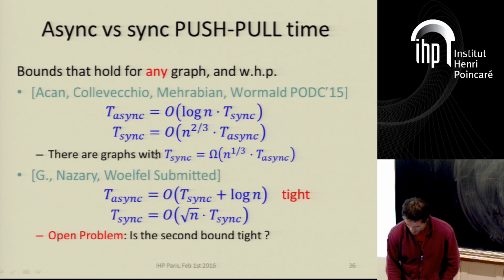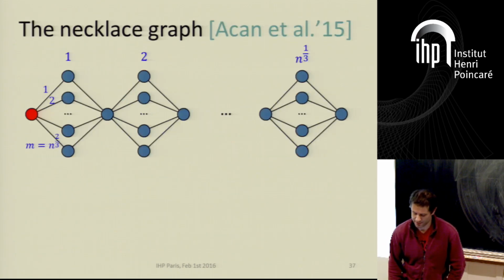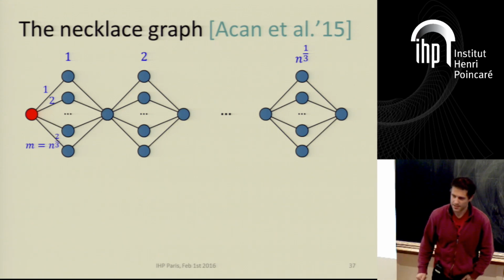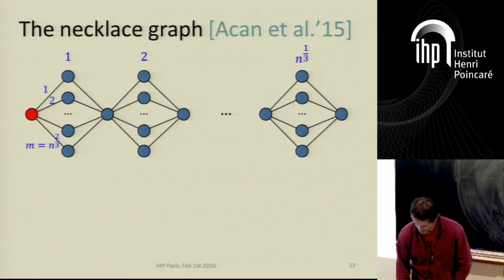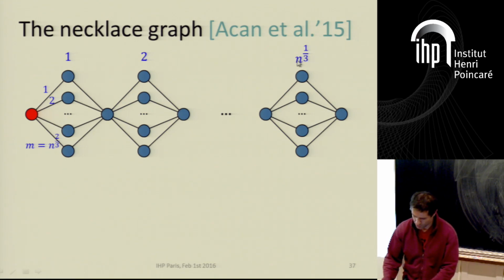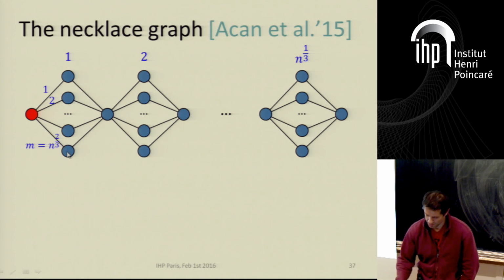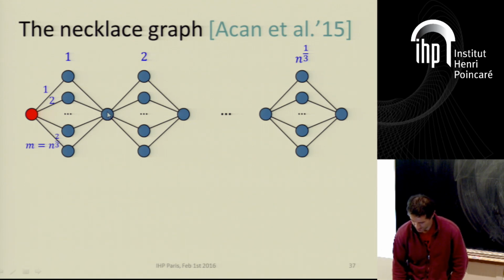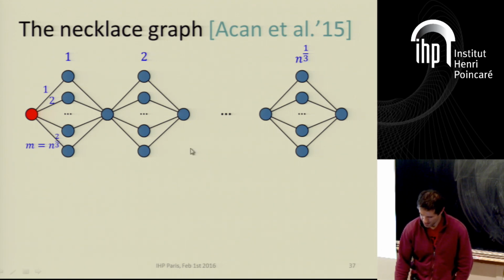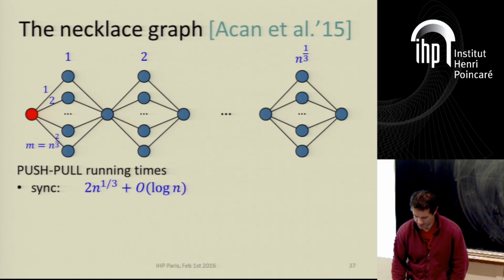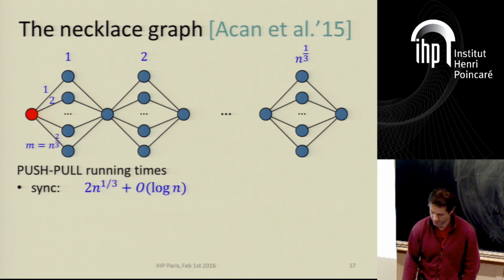But I will describe very quickly this graph here where asynchronous rumor spreading is much faster than synchronous. So here is the graph. It's a path of n to the 1/3 diamonds. Each diamond has 2 nodes and n to the 2/3 disjoint paths of length 2 connecting them. Okay, so this is the graph, and then what is the synchronous push-pull rumor spreading time?